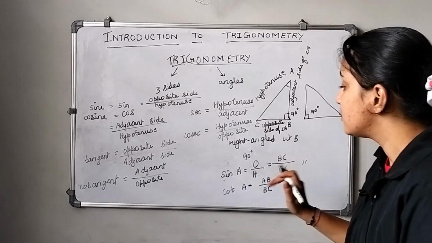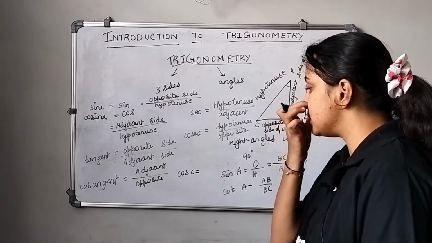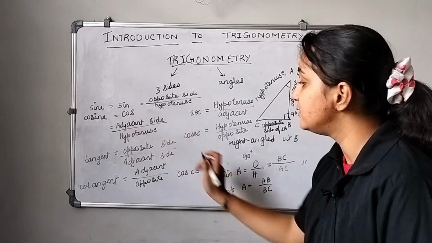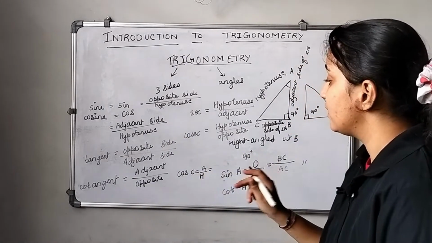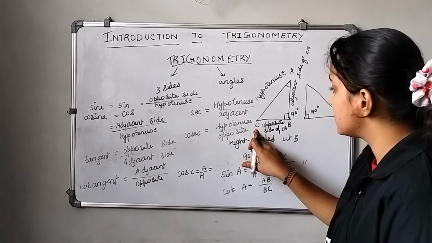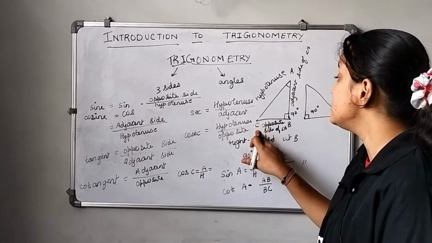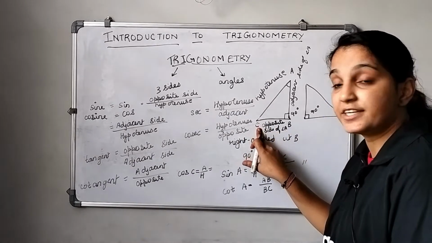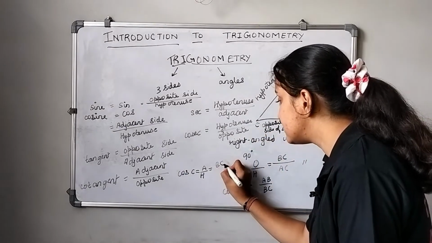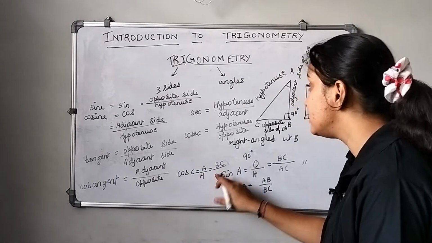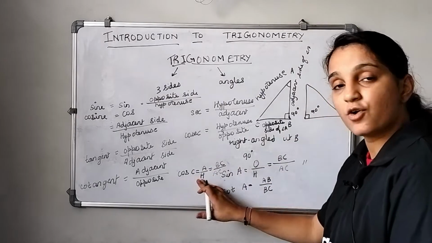Now, we will see, suppose cos of C. Cos definition says adjacent upon hypotenuse. Now, where is the angle C? Here is the C angle. Adjacent of C is which side is connected to C? This side, BC. Then the hypotenuse is AC. So BC upon AC is cos C.